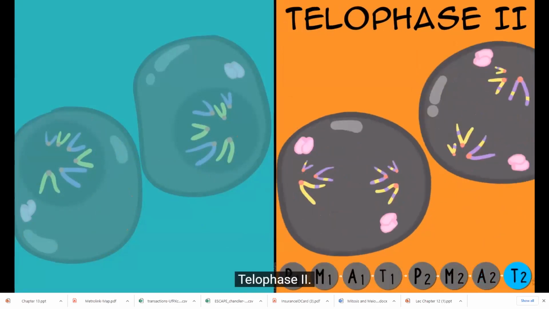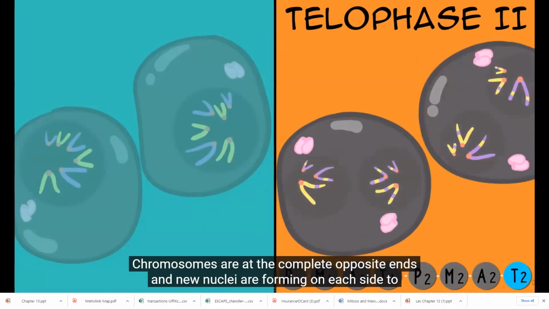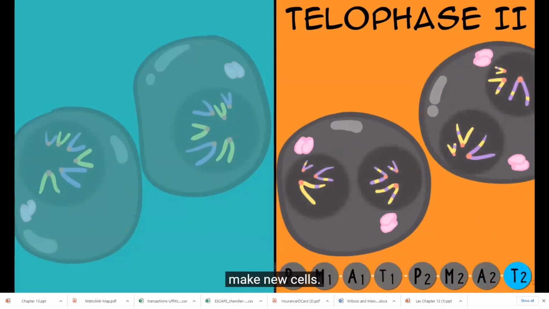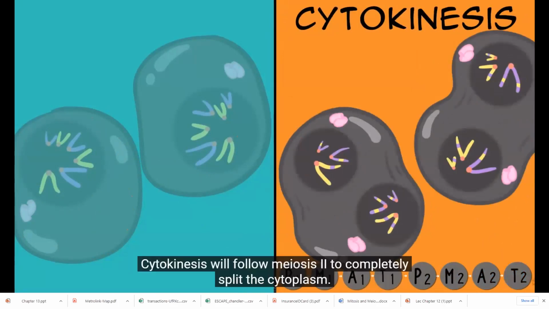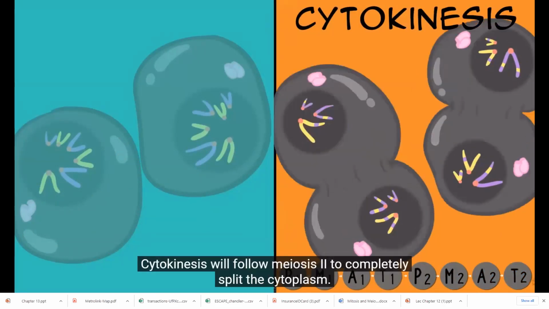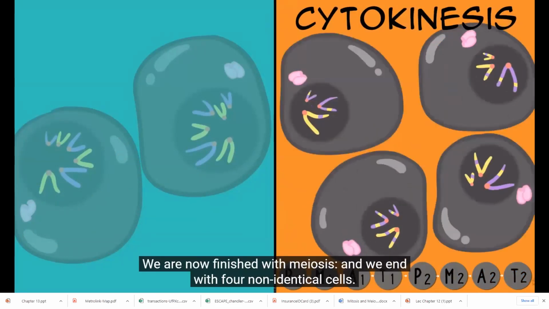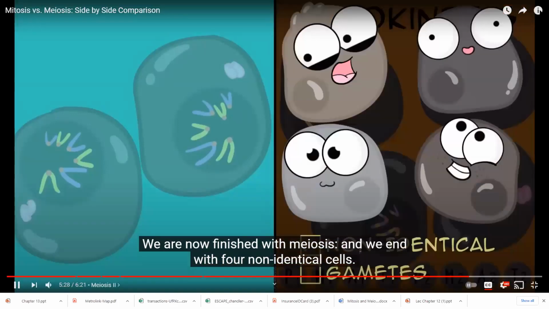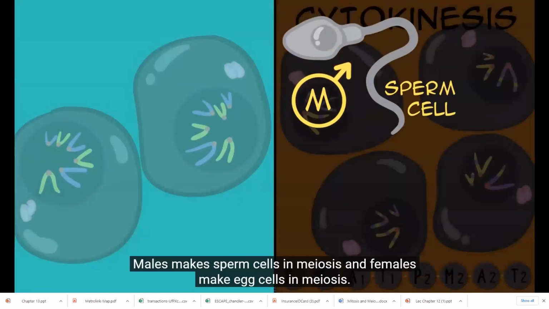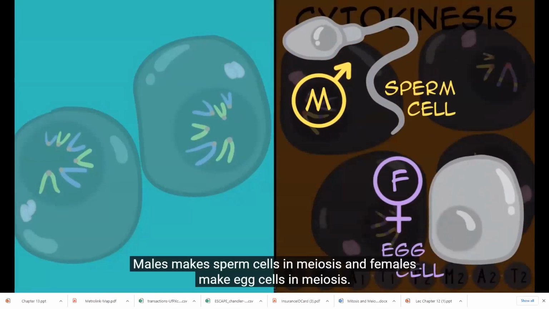Telophase 2. Chromosomes are at the complete opposite ends, and new nuclei are forming on each side to make these new cells. Cytokinesis will follow meiosis 2 to completely split the cytoplasm. We are now finished with meiosis, and we end with 4 non-identical cells. Gametes. Males make sperm cells in meiosis, and females make egg cells in meiosis.